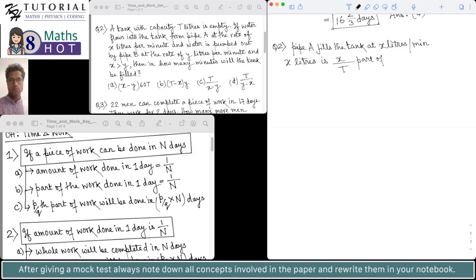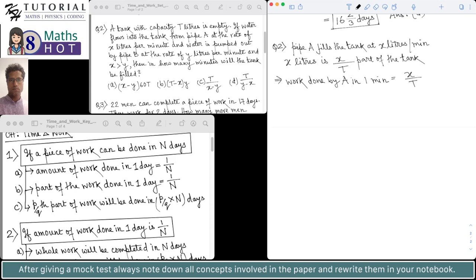This is a fundamental concept of fraction. X liters is x by t part of the tank. So this implies that work done by A, I am not writing pipe, it is understood, work done by A in 1 minute is equal to x by t.